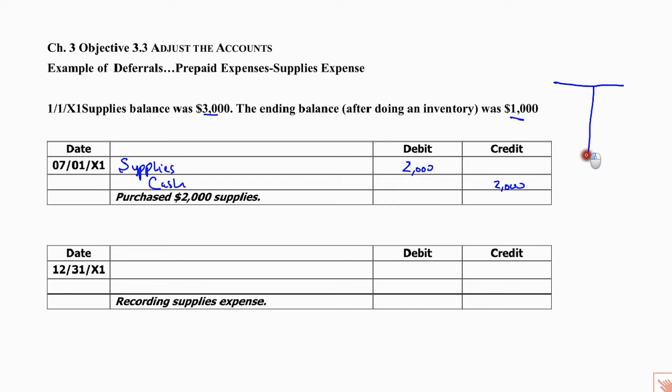Okay. In the prepaid rent problem, what we did was we knew what we started with, and then we calculated how much we expensed. Oftentimes, you know what you start with and you know what you end with, but you don't know what you used up. So here with supplies, we started with 3,000. We bought 2,000, but the ending balance was 1,000. So the question is, we have 3 plus 2 is 5. We end up with 1. It has to be that we used up 4,000.